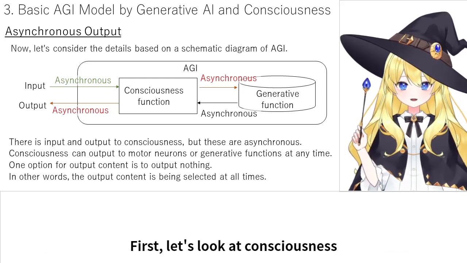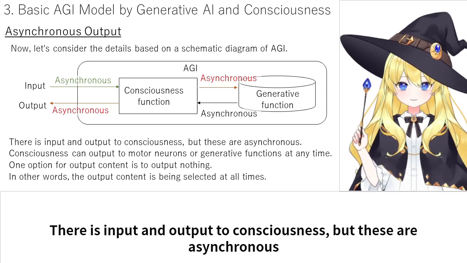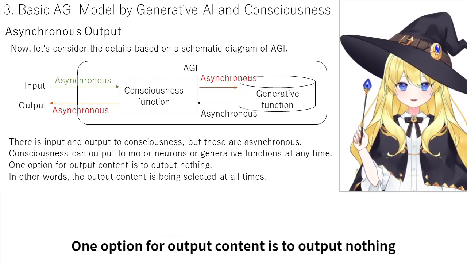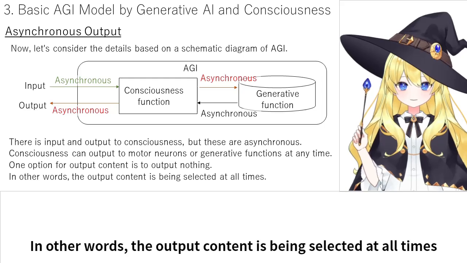First, let's look at consciousness. There is input and output to consciousness, but these are asynchronous. Consciousness can output to motor neurons or generative functions at any time. One option for output content is to output nothing. In other words, the output content is being selected at all times.